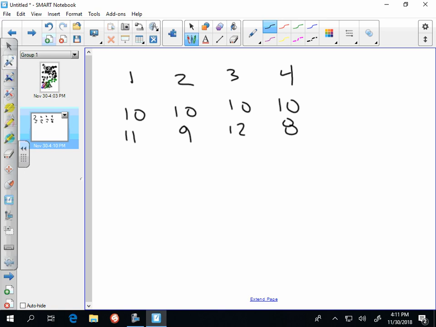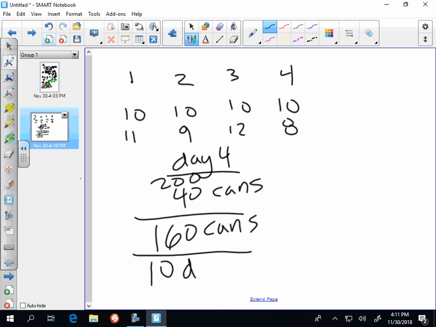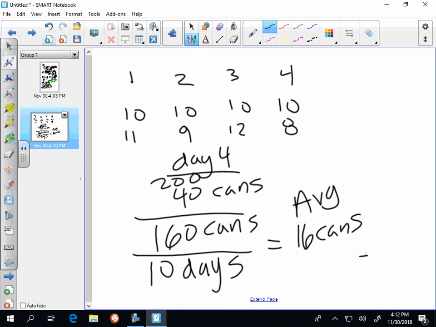Okay, so she's already got, by day 4, 40 cans. But remember, she was looking to pick up 200 cans. So how many more cans does she need? She needs 160 more cans. And we're told here, with the 10 remaining days. So how many cans does she need to get per day? Well, 160 cans. She has 10 days to do it. That'll reduce to an average of 16 cans per day. And that is choice C for number 1.